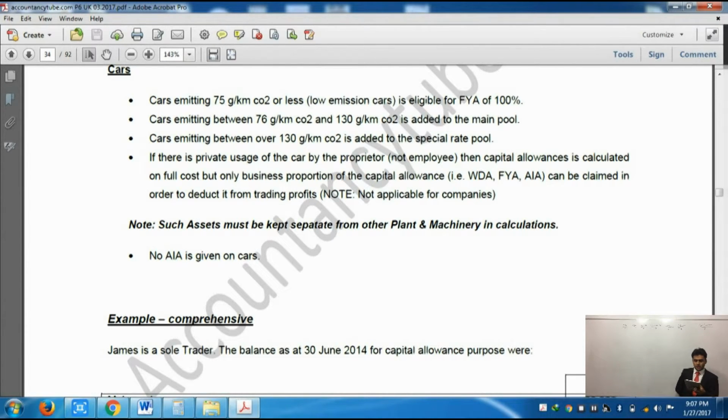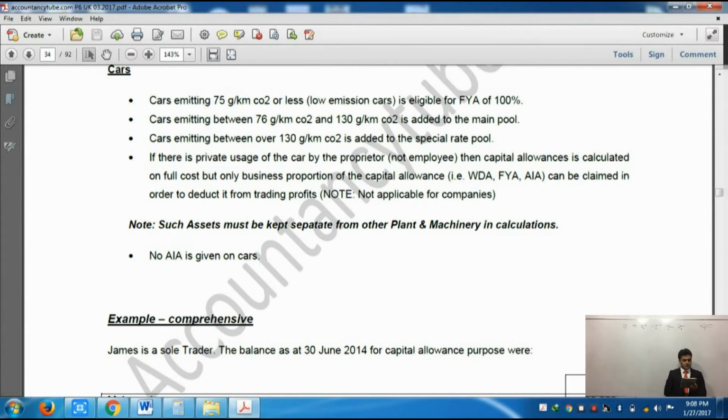Cars between 76 grams to 130 grams are added into the main pool. Now, what was the rate? 18%. Yeah, so 18% allowance will be given in the main rate pool. Cars emitting over 130 grams, it says between, it's not between, it's just over. Cars emitting over 130 grams are added to the special rate pool. And what was the rate of the allowance in the special rate pool? Yeah, you're right, 8% is the rate in the special rate pool.